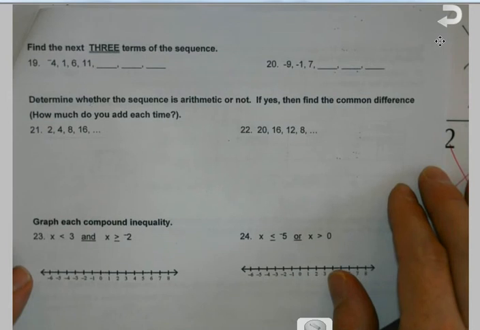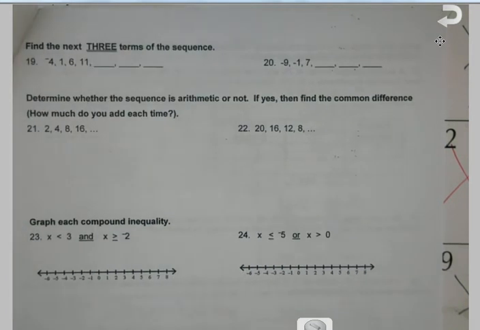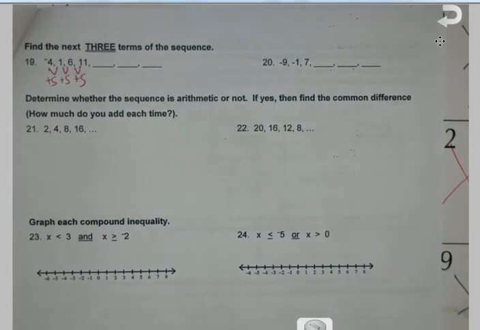All right, let's see. Find the next three terms of the sequence. These are all going to be arithmetic. So what do I add each time on number 19 to get to the next number? And if you're not sure on the first one, just find any pair of them. So like if you're like from 1 to 6, what do you add to 1 to get to 6? 5. So these are all plus 5. So if I keep adding 5, what are the next three numbers going to be? We found the pattern, so now what are the next? Awesome.